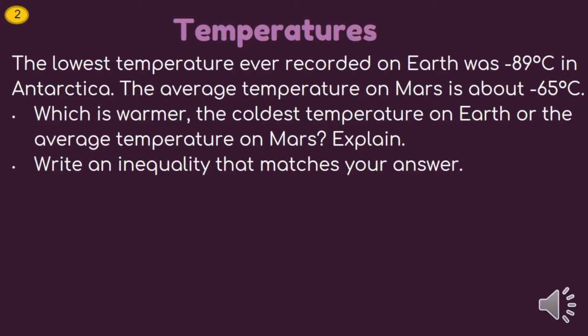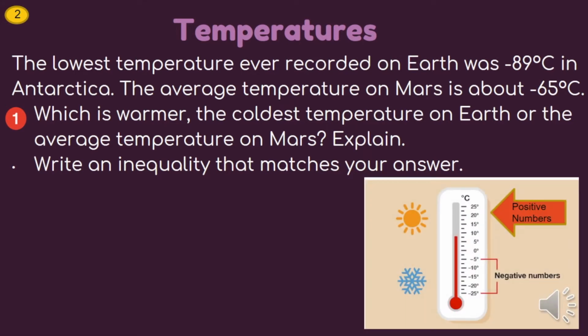There are two things we need to do in order to completely answer our problem. First, we need to answer the question, which is warmer, the coldest temperature on Earth or the average temperature on Mars, and we have to explain. Well, thinking about negative numbers, I know that the number that will be closest to 0 on a number line is the largest. And if I relate this to temperatures on a thermometer, the negative temperature that is closest to 0 will be the warmer temperature.